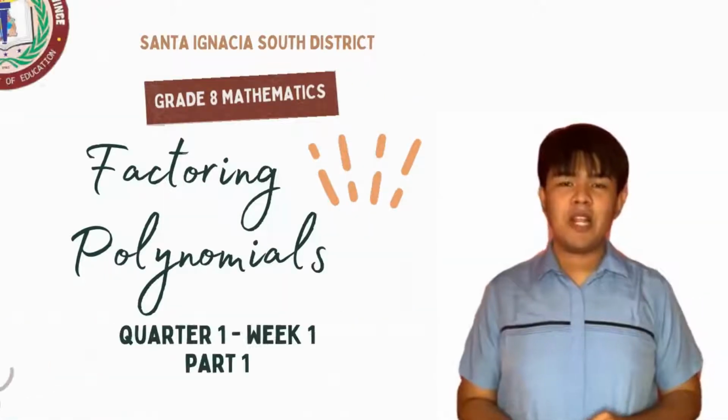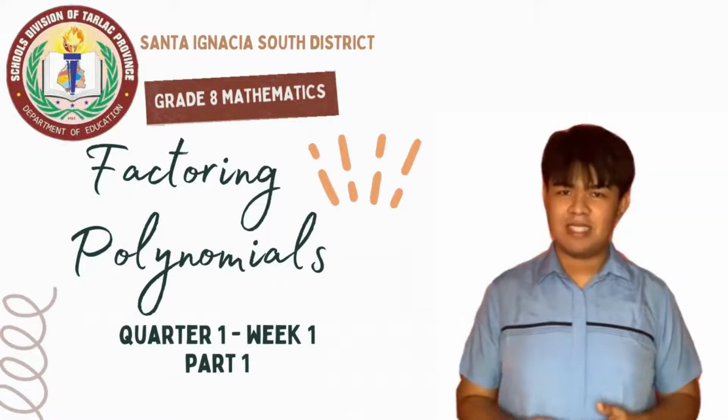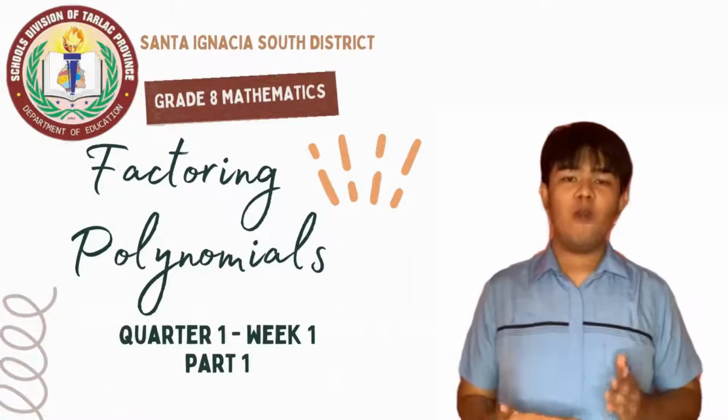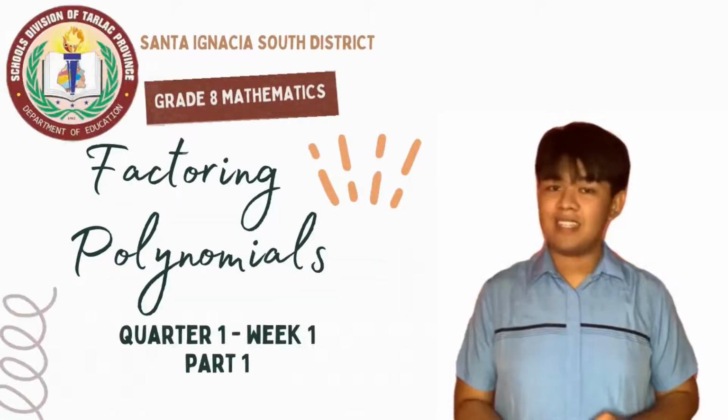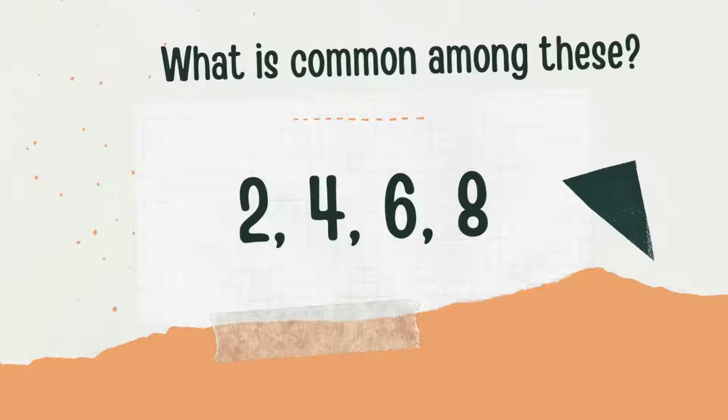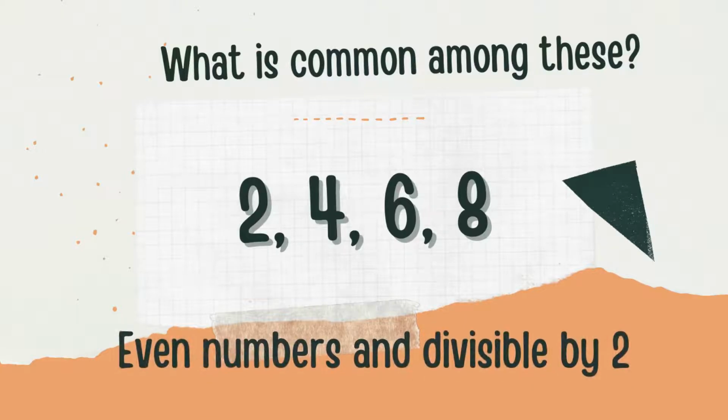This week, we will learn about factoring polynomials, specifically greatest common factor. But before that, let me show you some situations and do not hesitate to share your insights. What about these numbers? Can you think of the common ground on the numbers 2, 4, 6, and 8? Correct! They are even numbers, and all of them are divisible by 2.